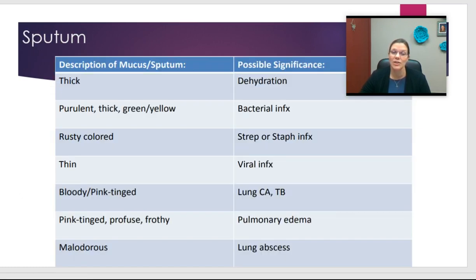You need to assess your patient's sputum. You need to assess whether or not they have sputum, and if so, you need to ask the quality and characteristics. So is it thick or thin? Is it any potential specific color? And then you want to memorize, if you don't know already, you've got to learn the description of the different types of sputum and then what they could potentially indicate.